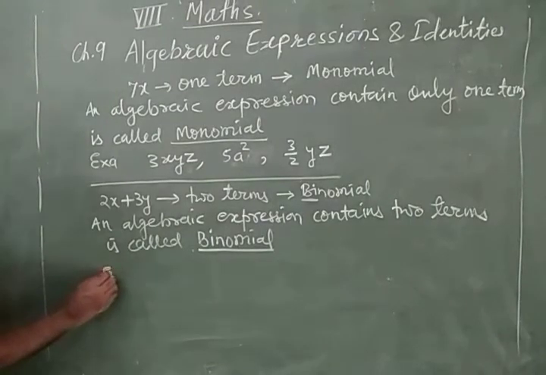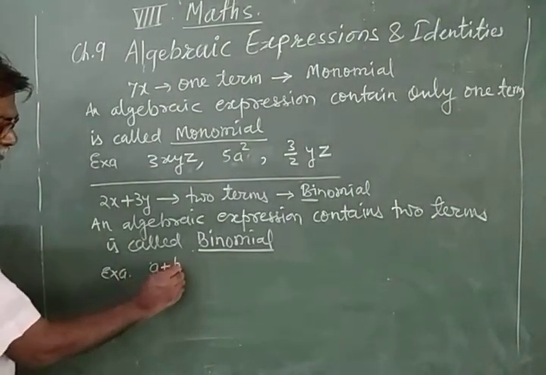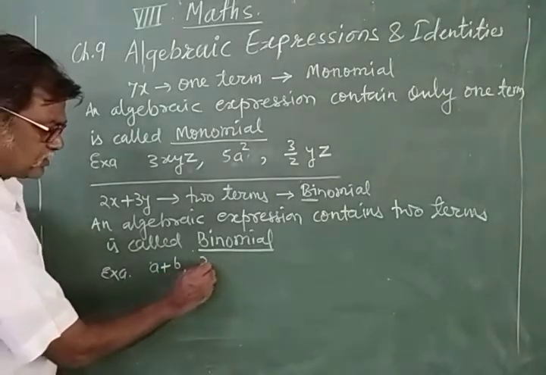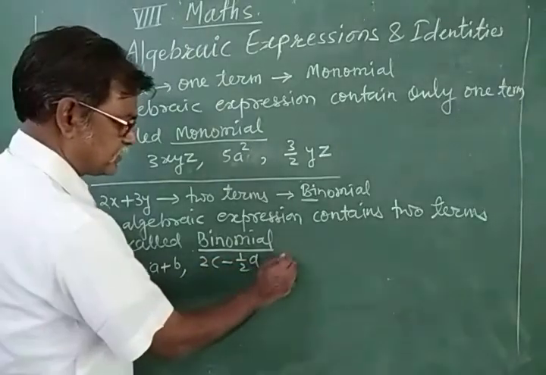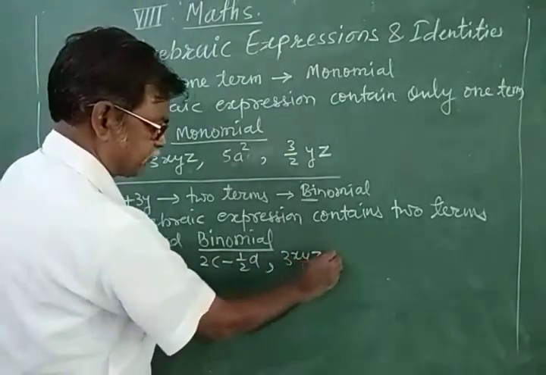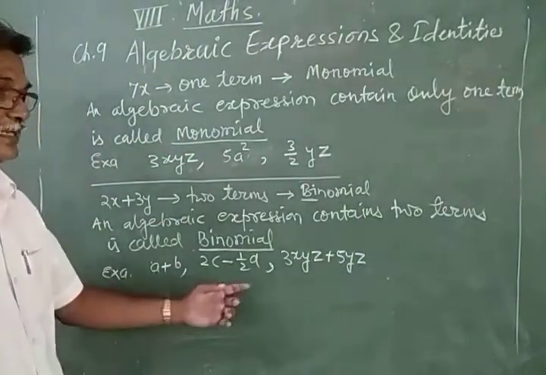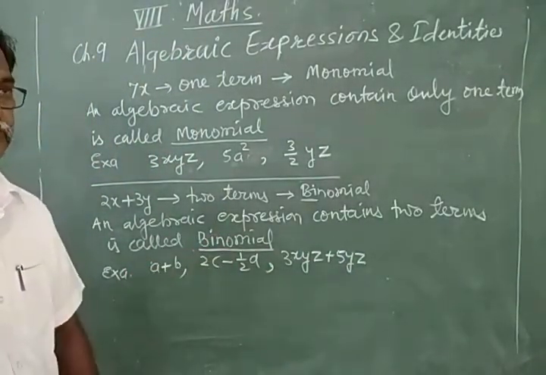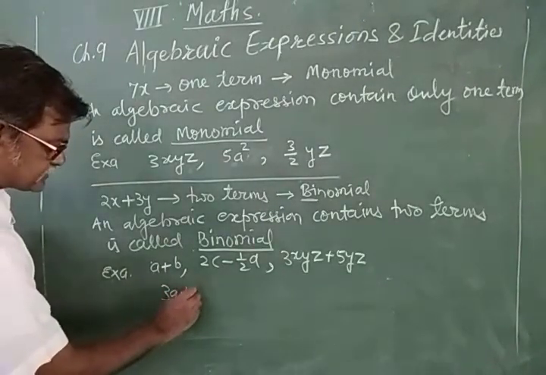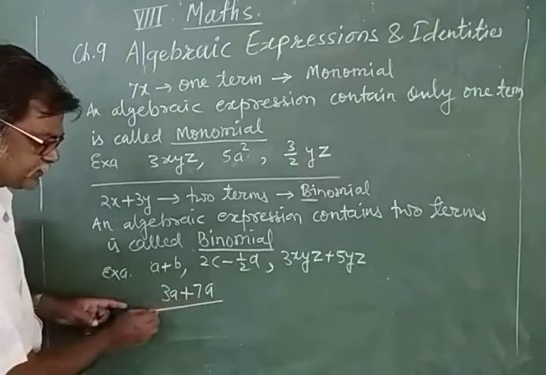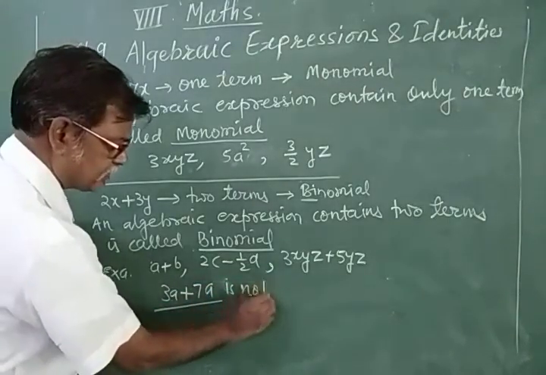Another examples: a plus b, 2c minus 1 by 2d, only two terms. 3xyz plus 5yz, two different terms. We can say here two different terms. For example, 3a plus 7a is not a binomial.